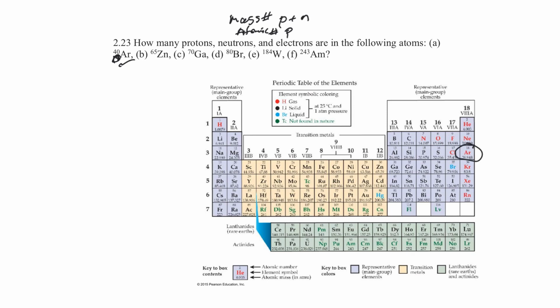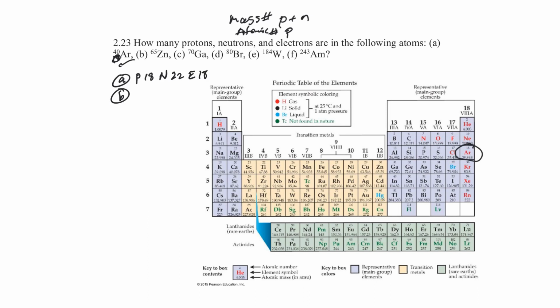So let's do these. The first one is argon-40. 40 is protons plus neutrons. This is argon, which is 18, so I'm going to take 40 minus 18. Protons is going to be 18. Neutrons is going to be 40 minus 18, which is 22, and electrons is the same as protons, 18.